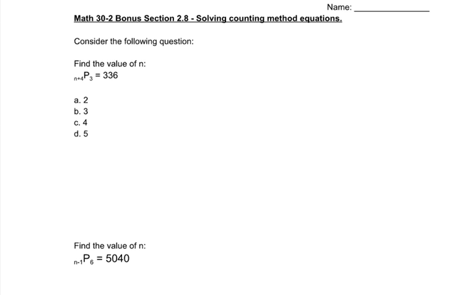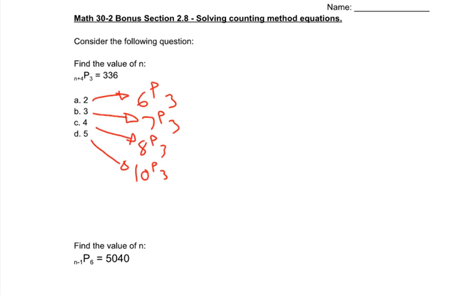All right? So guys, if we have an n value of 2, what is our n plus 4 P 3? What is that going to become? 6P3. Good. And if we have an n value of 3, we're just going to keep going up. 7P3, 8P3, 10P3.